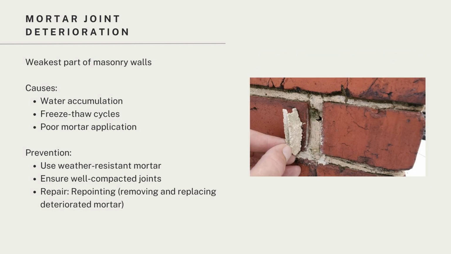Masonry walls can also experience mortar joint deterioration. So, this is the weakest part of masonry walls. It's caused by water accumulation, freeze thaw cycles, and poor mortar application. To prevent this, you could use weather resistant mortar, ensure well compacted joints, or repair it by repointing, which is when you remove and replace deteriorated mortar.